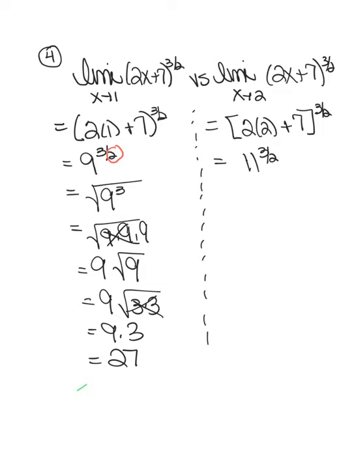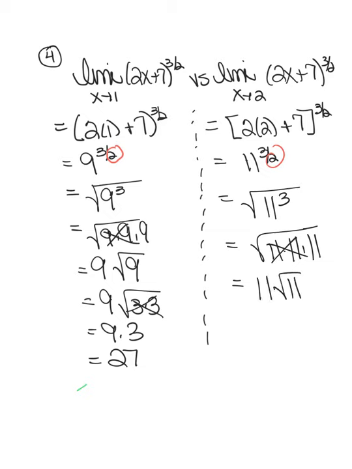Okay, so just like before, remember, keep up with what the radical is. And so we're going to rewrite this as the square root of 11 cubed. That's going to be equivalent to the square root of 11 times 11 times 11. And since it's a square root, I need 2 of the same thing to take one out. So I get 11 square root 11.